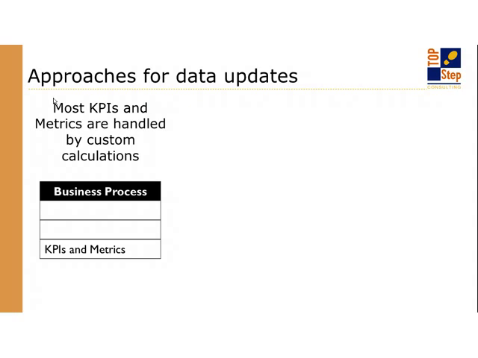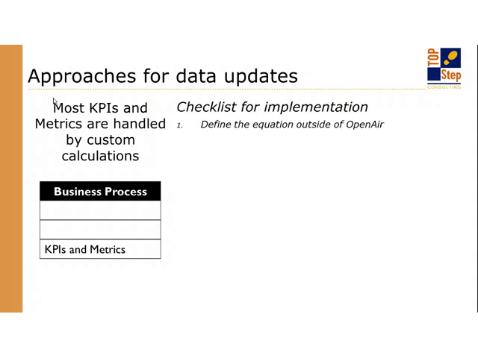So here's the checklist I kind of came up with as you're considering KPIs and metrics and what that means to the system, what that means to the end users, what that means as far as training, data preparation, and cutover. So first, define what the equation is. Don't try to do it in OpenAir. Just what is the metric, what does it mean to you, and what do you need to actually calculate the metric?